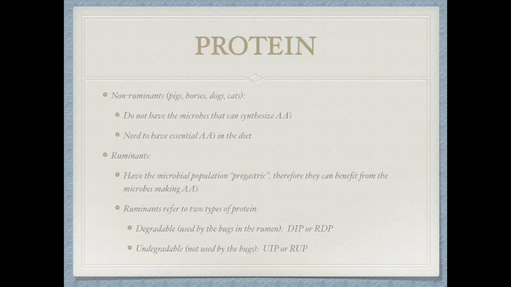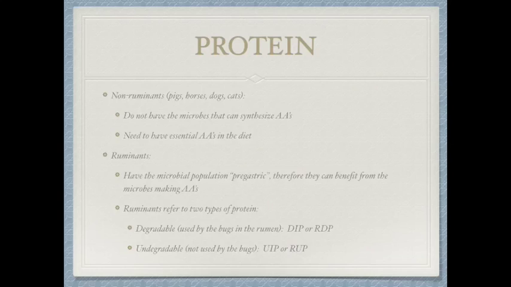It is important to understand the difference between non-ruminant and ruminant species. The non-ruminant species, because they do not have that microbial population, they cannot synthesize some of the essential amino acids, specifically lysine, methionine, and tryptophan. And so we need to have those supplied in the diet. In contrast, because the ruminants have that microbial population before the primary site of digestion, we talked about what the term pregastric means, they can benefit from the microbes making amino acids.